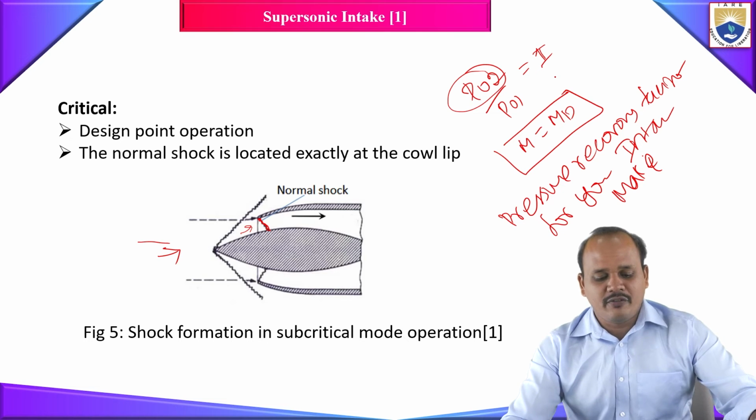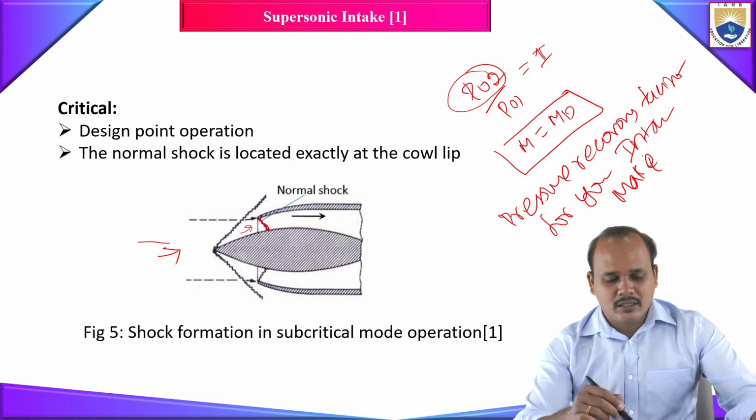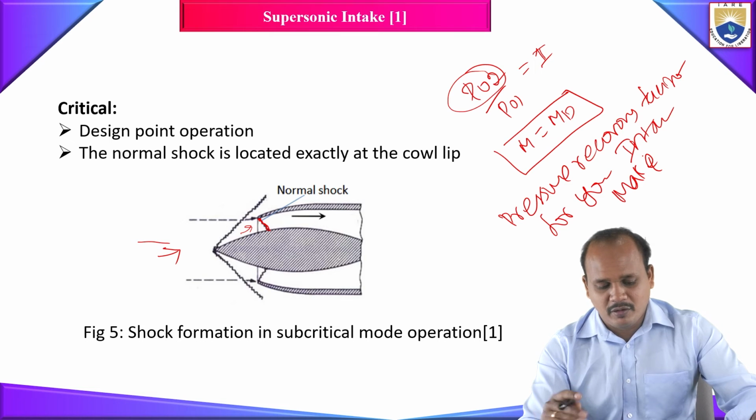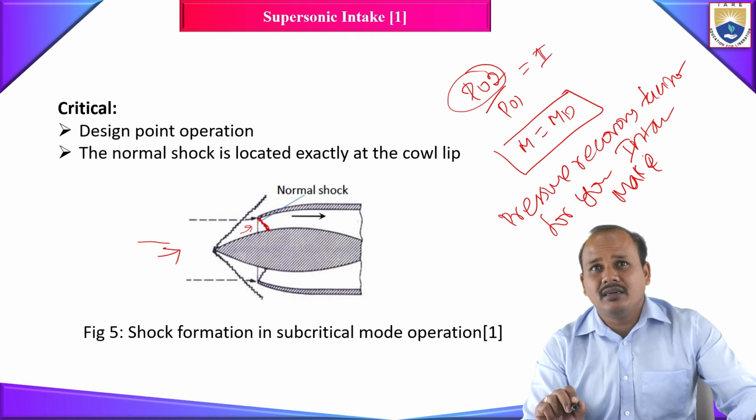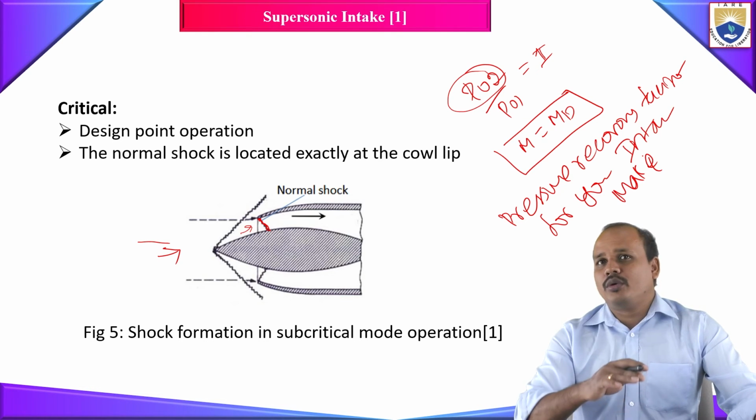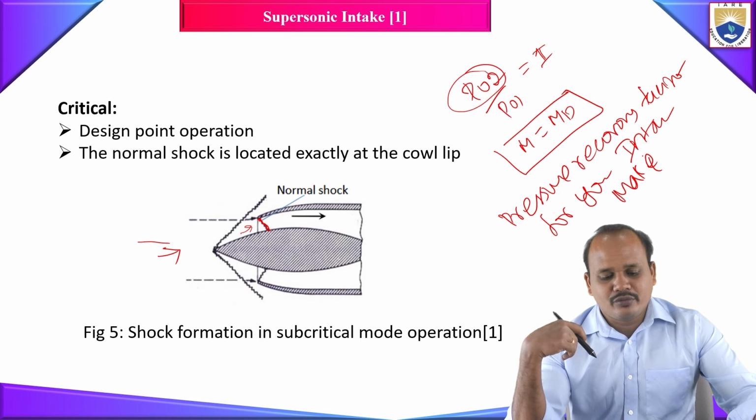So this pressure recovery factor for the critical mode of operation will be maximum among the subcritical, supercritical, and critical modes of operation. Okay, so this is what happens. Here you won't have the spillage drag. The spillage will occur during your subcritical mode of operation. Supercritical mode of operation will result in increased total pressure loss. Whereas during a critical mode of operation, you won't have either spillage or increased total pressure loss. Okay. So this is all about the modes of operation of supersonic intake.